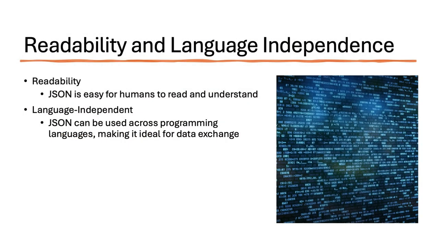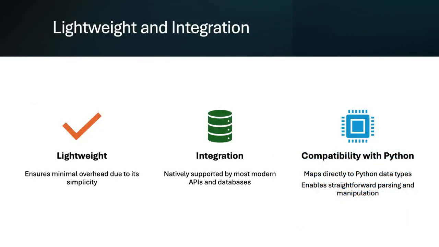JSON offers readability, making it easy for humans to understand. Additionally, it's language independent, allowing for use across various programming languages, making it ideal for data exchange. JSON is lightweight, ensuring minimal overhead. It integrates well with modern APIs and databases. Additionally, JSON is compatible with Python, mapping directly to its data types for easy parsing and manipulation.